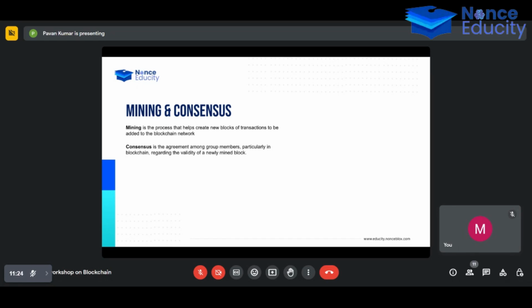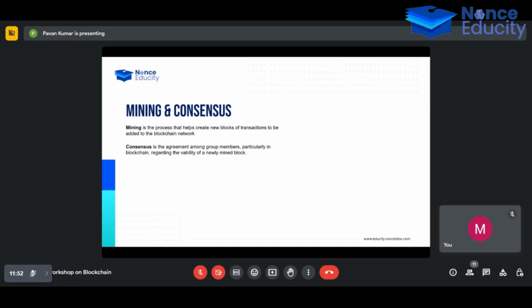What is consensus here? Consensus, speaking in general terms, is nothing but an agreement and a decision. Okay, so we are all in this meeting, right? If I say something wrong, all of you would disagree with that, right? And if I say something right, all of you would agree with that. This process of disagreeing with something and agreeing with something is known as consensus in general, okay? And this applies in blockchain as well.